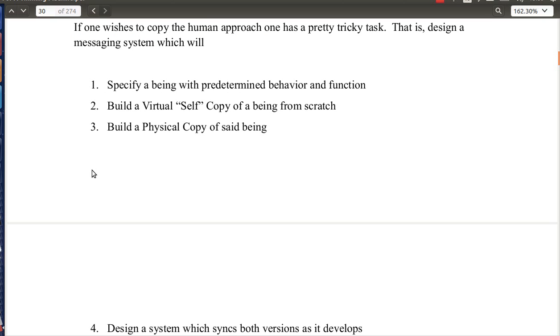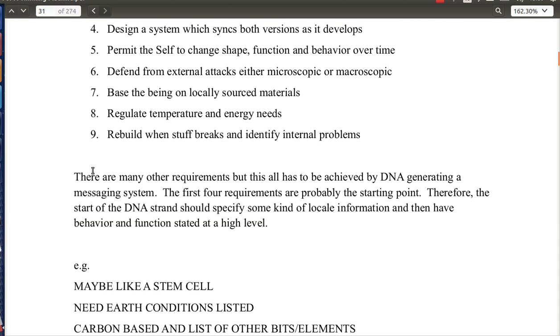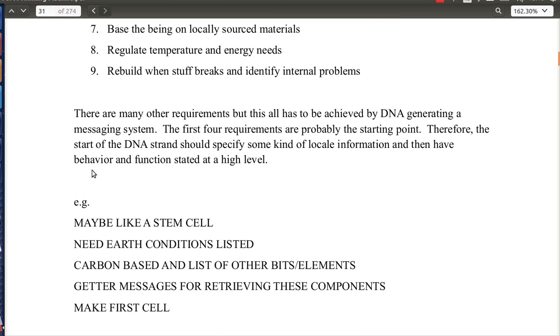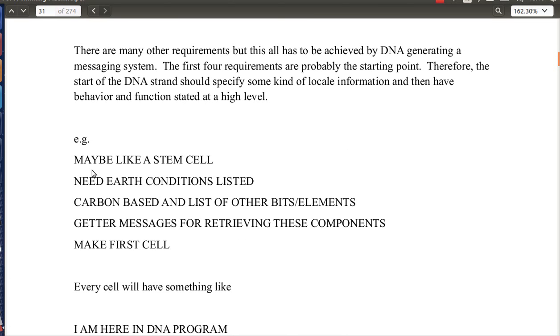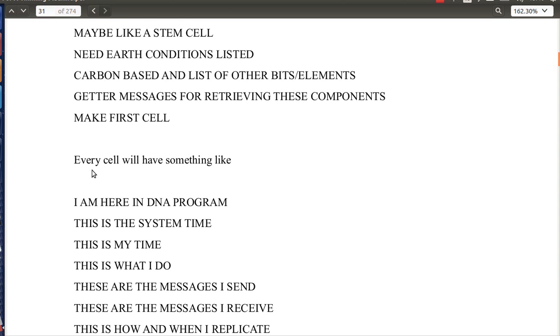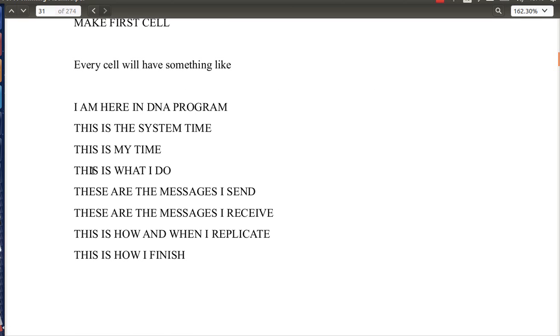So we have the physical and the virtual copy, and then at a high level I start talking about the kind of messages that need to be passed around and their semantic meaning. I use this uppercase notation to describe a message. Messages need to know what the time is, how old they are. Cells need to know how old they are, and so on. Initially, I'm just formulating at a high level what the messages could look like.